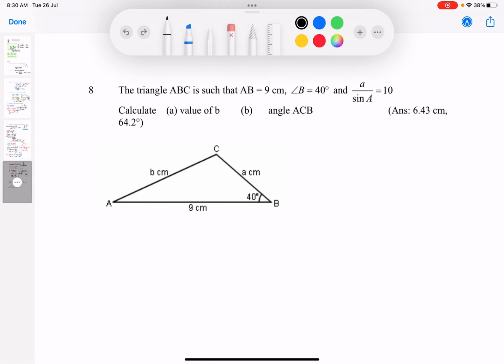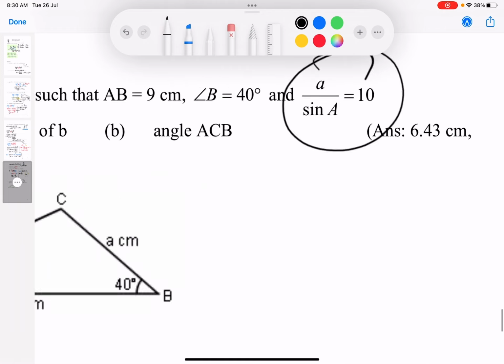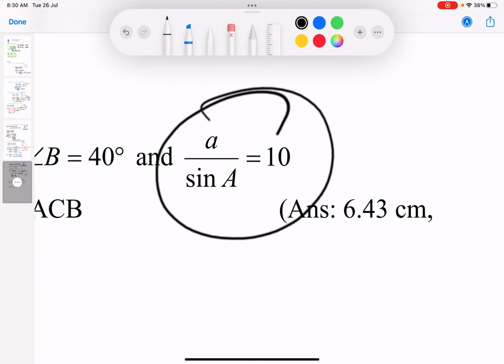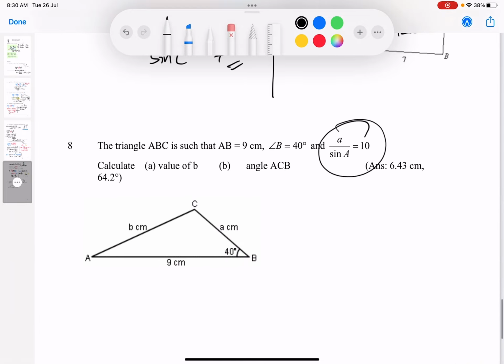Let's look at question number 8. The triangle ABC is such that AB is 9 cm, angle B is 40, and A over sine A is 10. Now, remember, why do they actually give you this information over here? A over sine A is 10. What does it tell us? It tells us that the ratio of one of the sides is 10, right? It tells us that A, this length A, and this angle A is 10. So if they want you to calculate the value of B, that means it is this one over here.